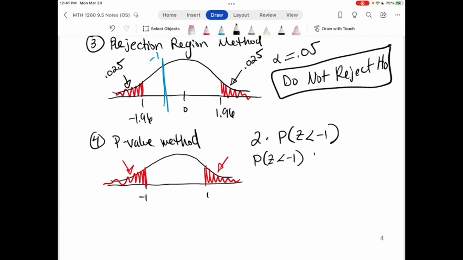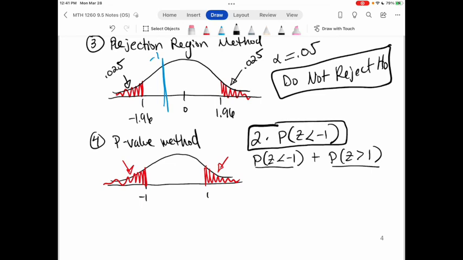If you want, another way to write this is you can find the probability that you're going to get a z less than -1 plus the probability that you get a z that's greater than 1. If you find each of these separately and add them up, it's the same thing as doing 2 times one of them since it's symmetric and it has the same area. Either way, it's fine. I like using this first method here because it's less work. So I'm just going to take 2 times the probability.